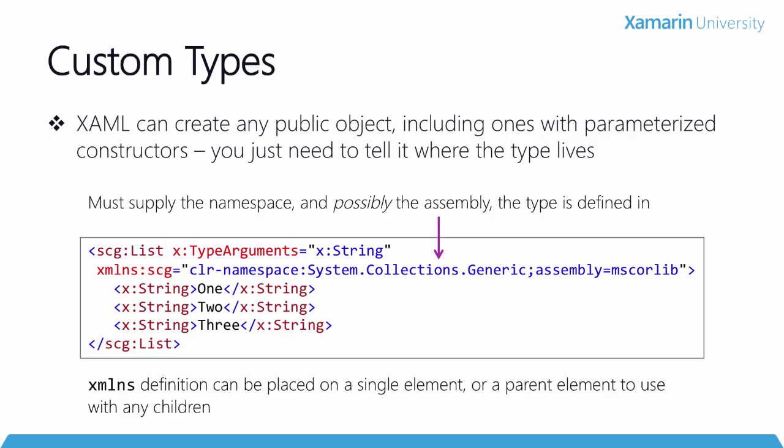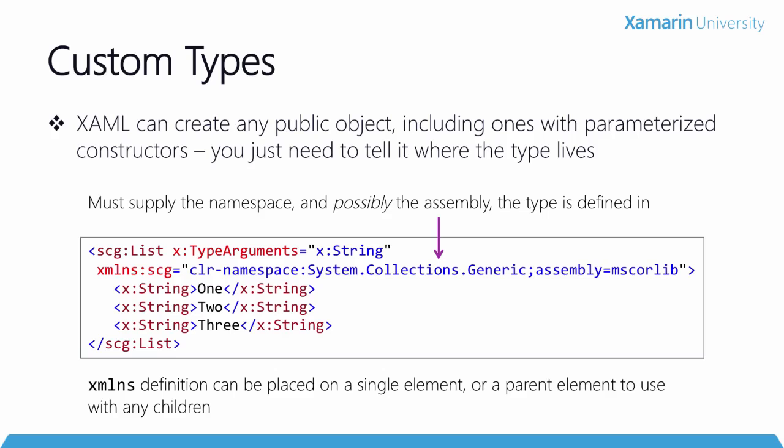The assembly name is the four-part assembly name: the simple name, the version, the culture, and the public key token, although it's often shortened to just be the assembly simple name. Note, this doesn't include the extension, so don't include the .exe or the .dll. The assembly portion is only required if the type is not in the current assembly. If you're creating local types that are defined in the same assembly as a XAML file, then you only need the namespace. You can still include the assembly if you like, but it's optional.